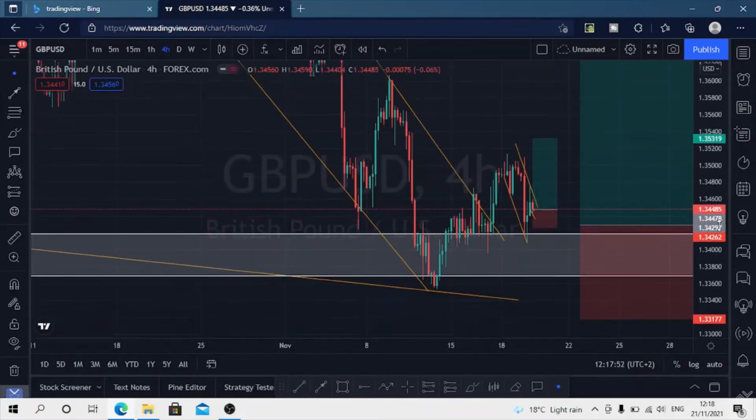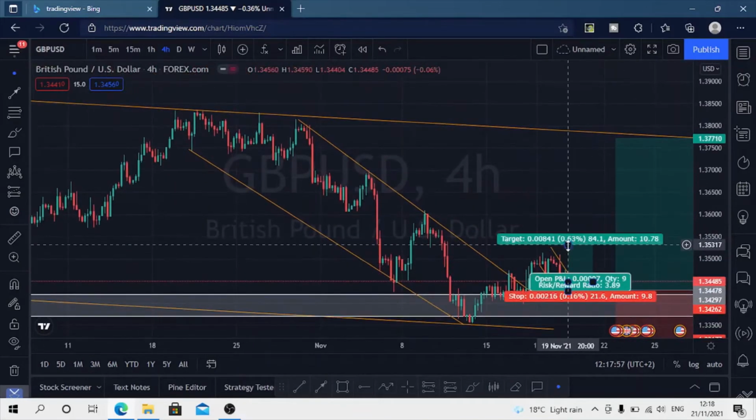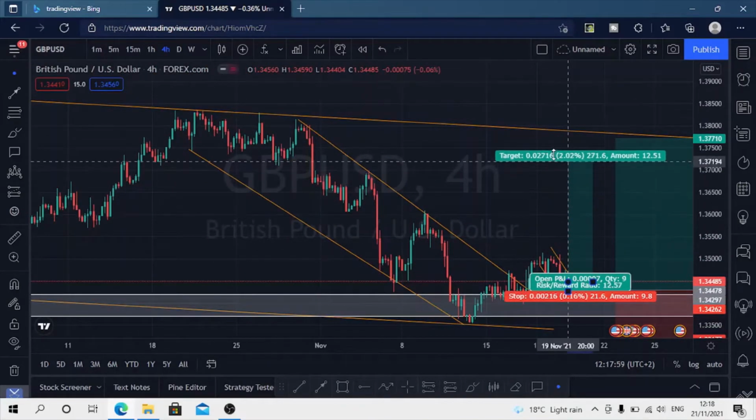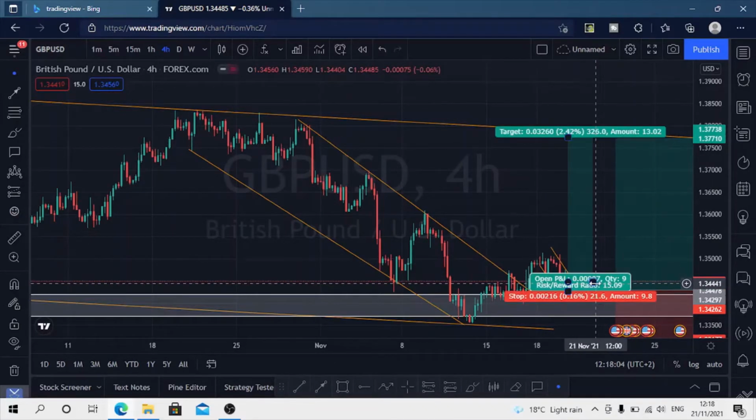There is no denial against that. You cannot deny that, guys. We're shooting towards the upside. So what can we do? What can we expect here? We can expect prices to shoot all the way to the upside, capturing a nice 2.42%.